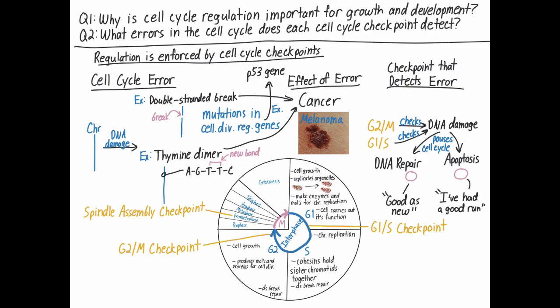The cell actually checks for DNA damage throughout G1, S phase, and G2, but it can halt the cell cycle at either the G1S or G2M checkpoints if DNA damage is found. Since the G2M checkpoint is after S phase, it also checks that all chromosomes have been completely replicated.